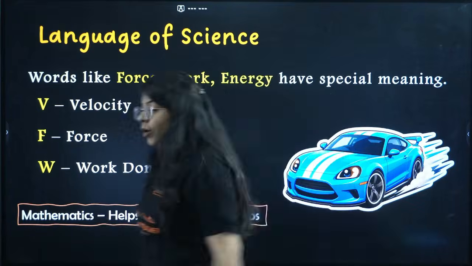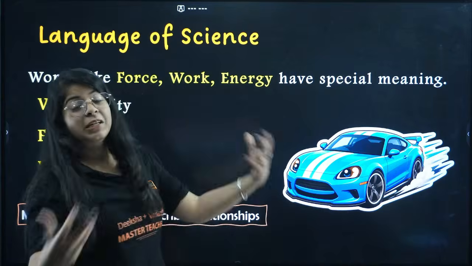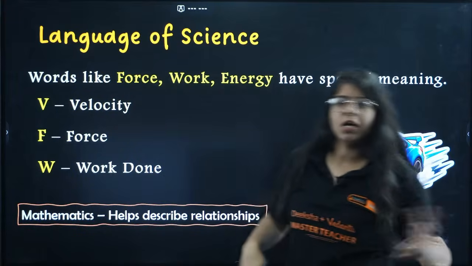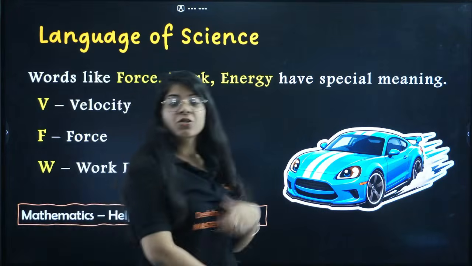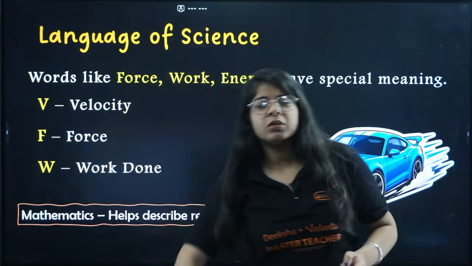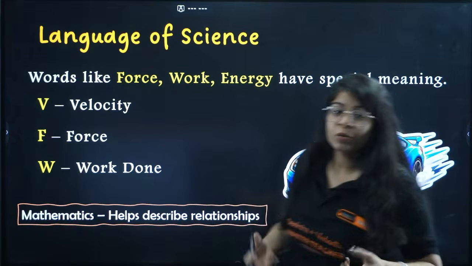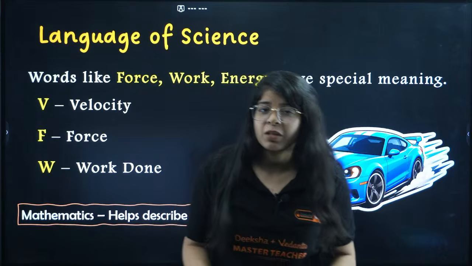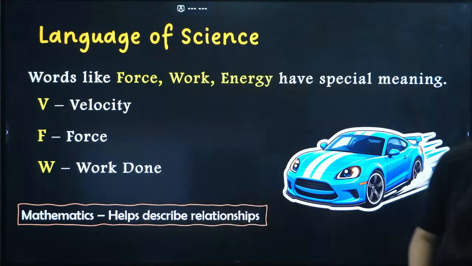The work, what do I do? Ma'am, when I sit and I work, that's work. Yeah, that's work. But science has a completely different definition of work. Energy, ma'am, I eat food and that's energy. That's one form of it. But science has different kinds of energies, kinetic energy, potential energy, and we understand that whole thing with the help of science, because it helps us develop relationships between velocity, distance, time, right? How do we develop a relationship between them? Using mathematics, correct? Understood? All of you getting the point?